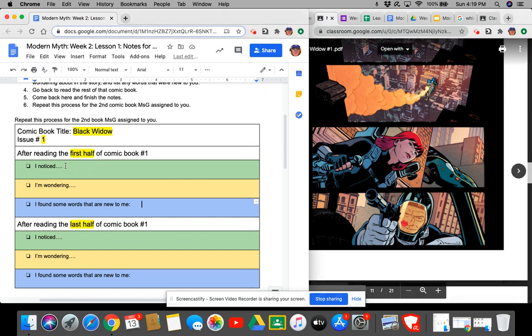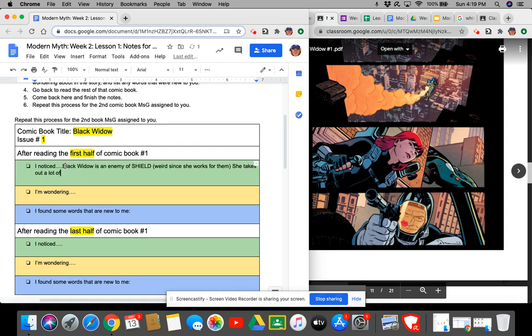So, what are some things I noticed in this first half? I noticed Black Widow is an enemy of S.H.I.E.L.D., which is weird since she works for them. I noticed she takes out a lot of S.H.I.E.L.D. agents, basically with hand-to-hand fighting.